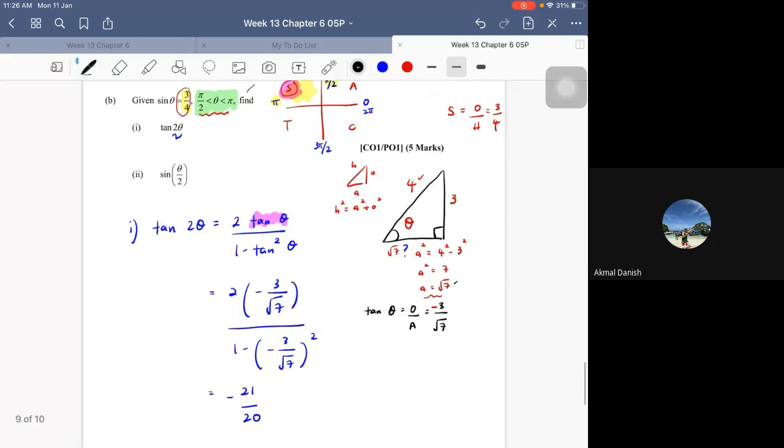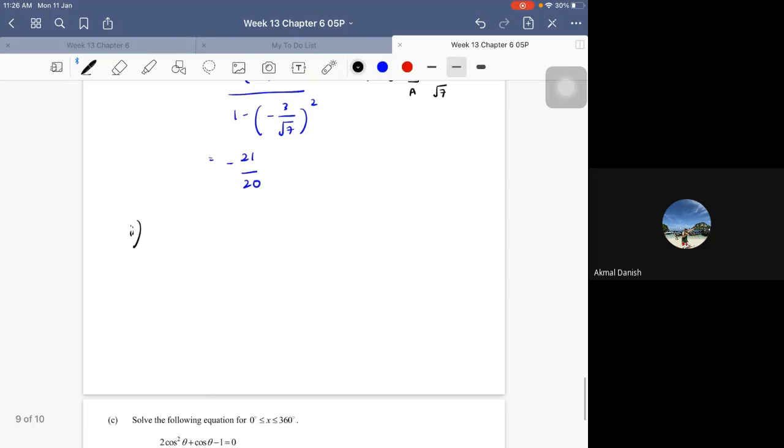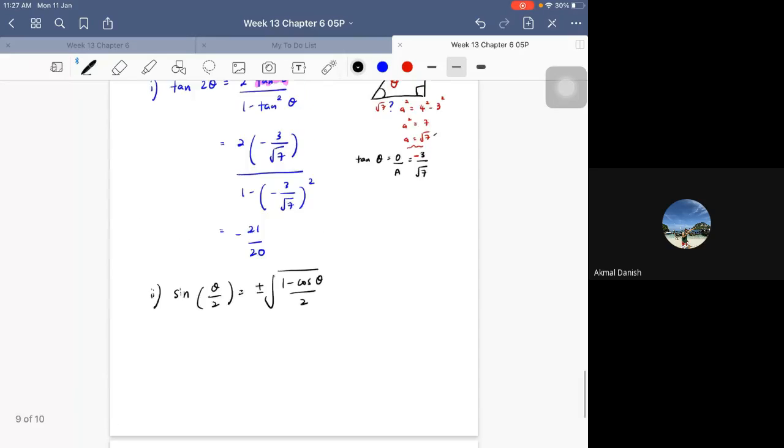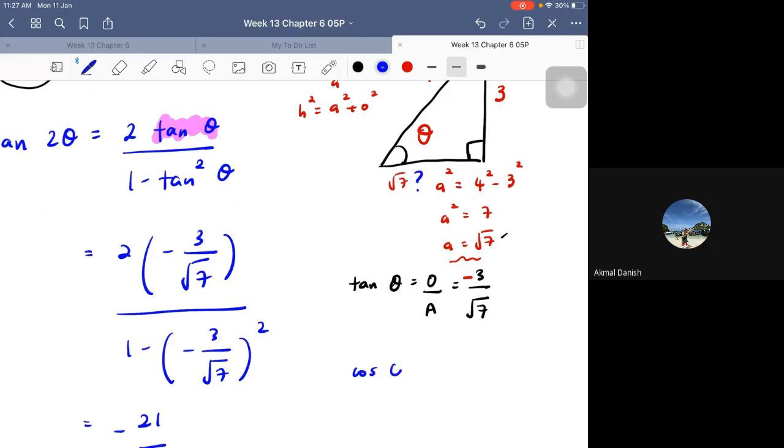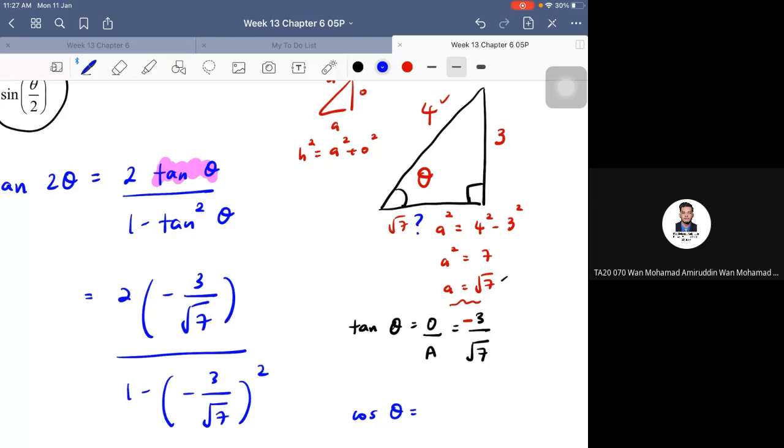Now number 2. It asks us to find sin theta over 2. So we apply the formula for half angle. Sin theta over 2, according to the formula, is plus and minus the square root of 1 minus cos theta over 2. This is taken from the property, from the formula. Now, knowing this information, can somebody tell me what cos of theta is? From our triangle, negative square root 7 over 4. Okay, so it will be negative of square root 7 over 4.